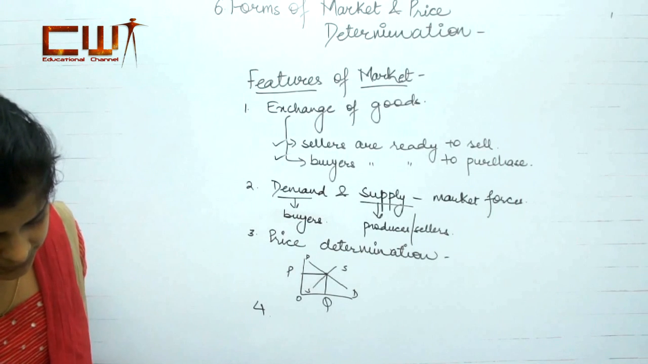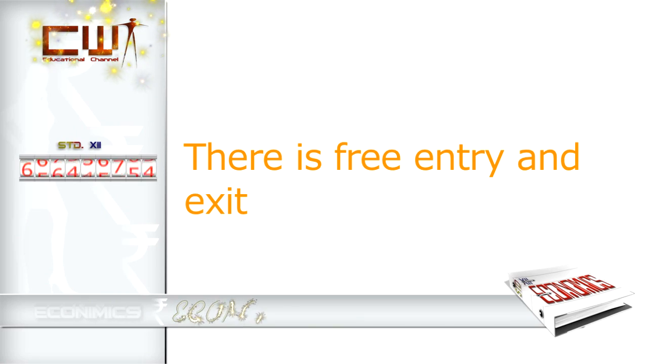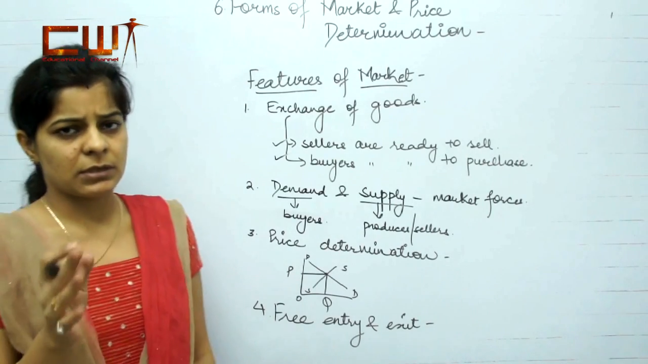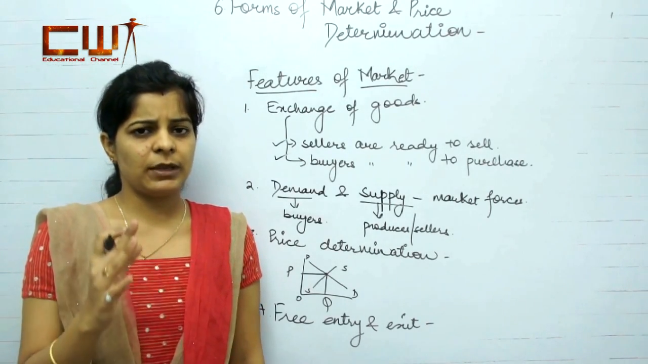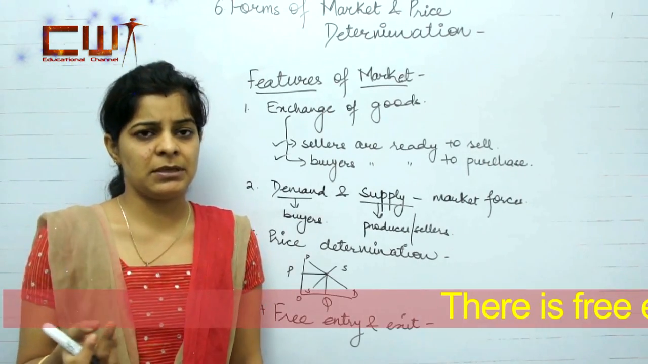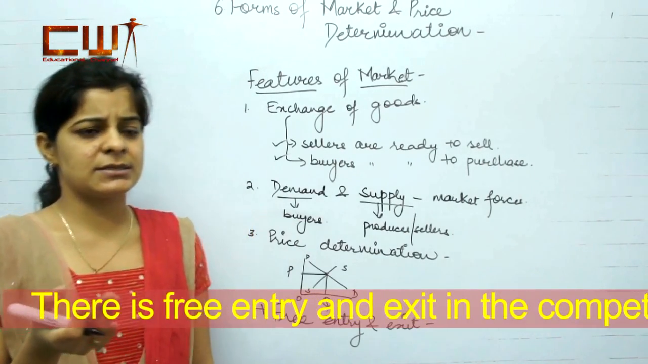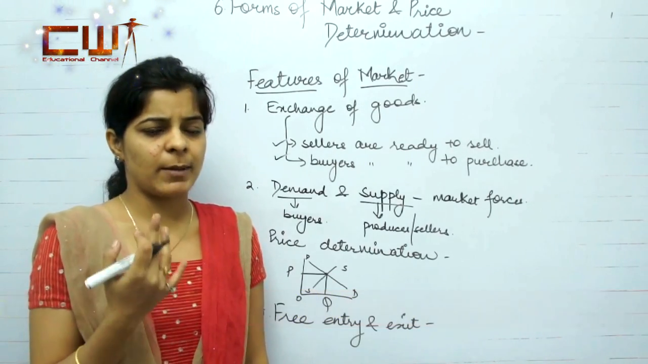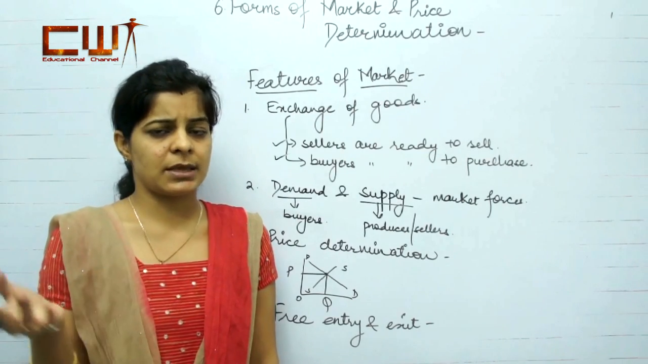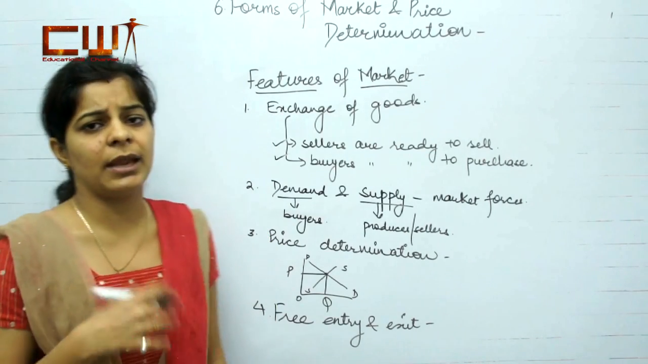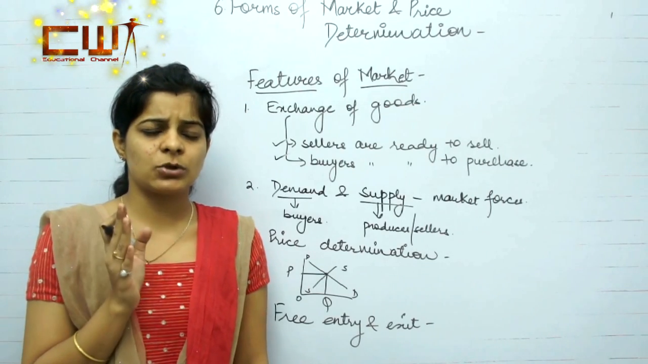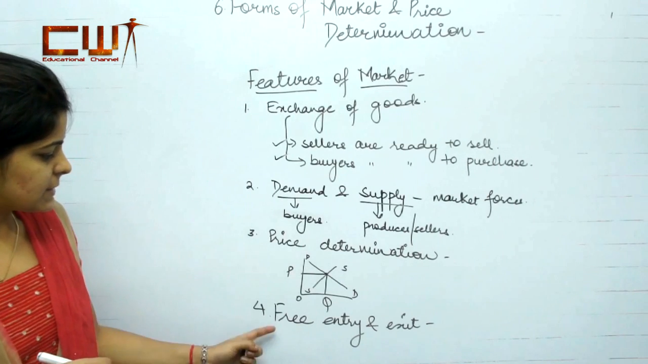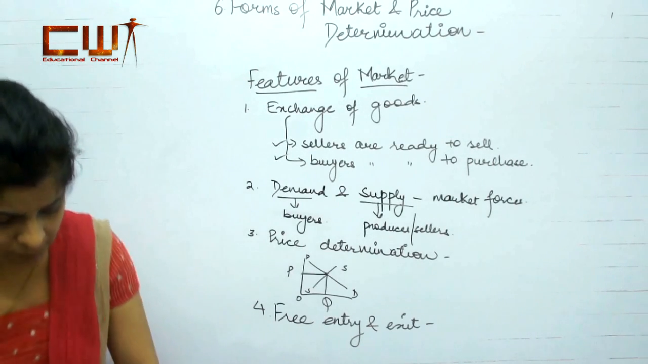Next feature is there is free entry and exit in the competitive market. Barring a few markets, there is free entry and exit in the markets. It means that any number of sellers can come, sell the goods and go. Any large number of buyers can come, purchase the goods and go. So there is no restriction on entry or exit, on both sides, that is on the side of the buyers and also the sellers. This is another feature of the market.